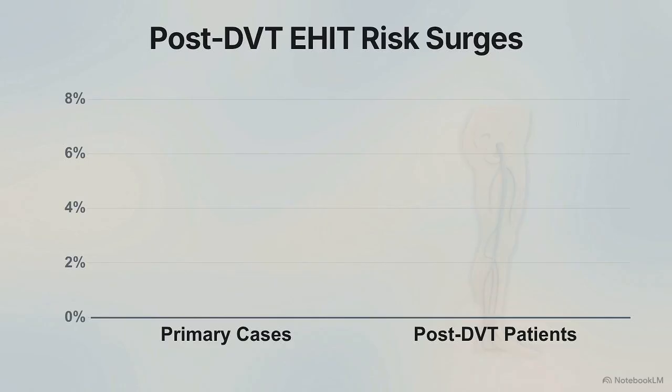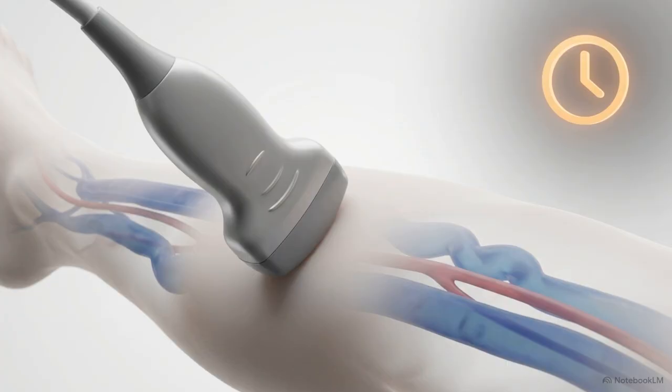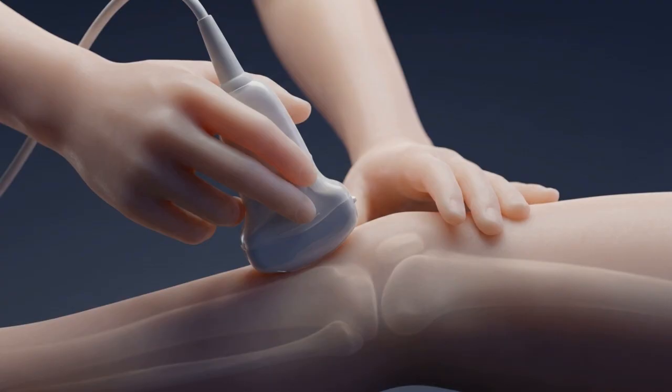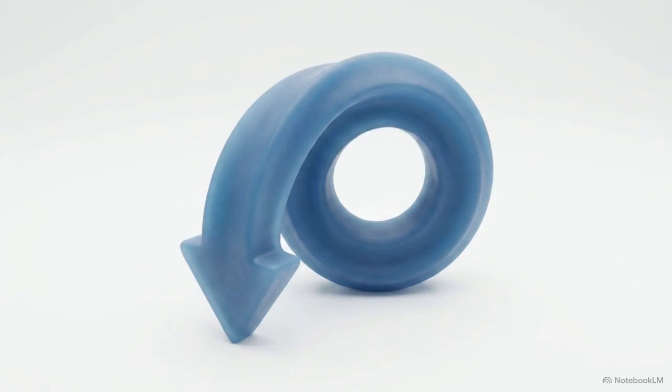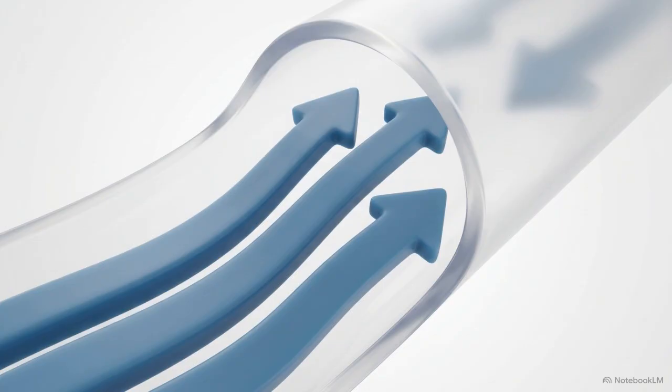However, clinicians must be aware that the rate of endovenous heat-induced thrombosis is higher in this population, 6% compared to 1% in primary cases, requiring mandatory duplex surveillance within 48 to 72 hours. Ablation is only safe when the flow is definitively retrograde, reflux velocity thresholds are respected, and central outflow is patent.